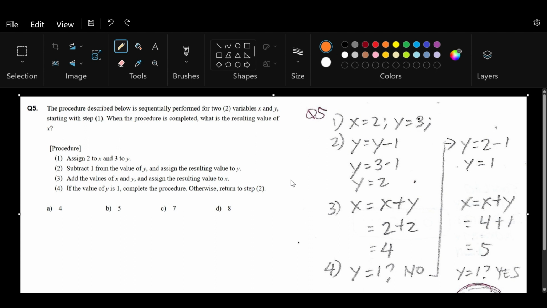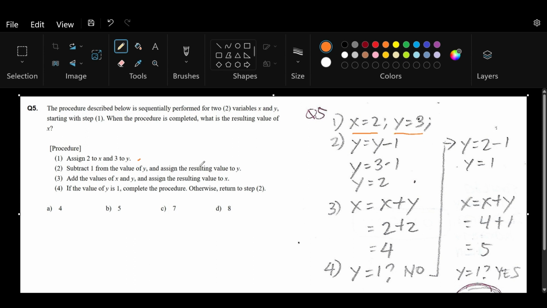x. For example, in this case, the first step is to assign 2 to x and 3 to y. On the right side of the screen, I put here some of the equivalent values from the sentences that we have in the procedure into equation form. So for example, when we assign 2 to x, I put here x is equal to 2. And when we assign 3 to y, I put here y is equal to 3.